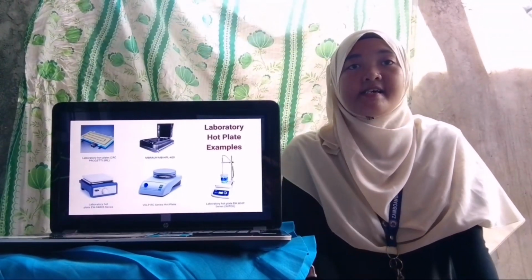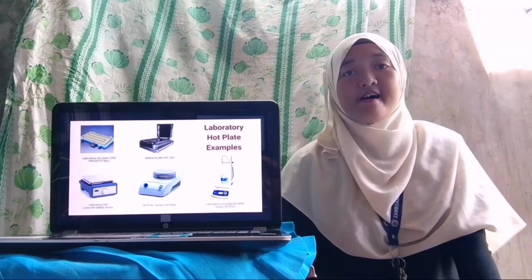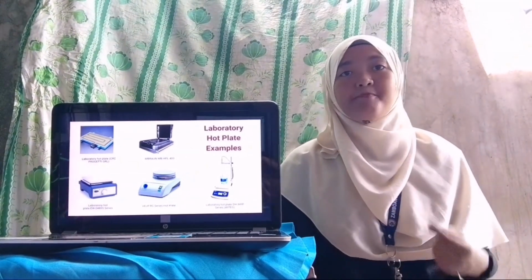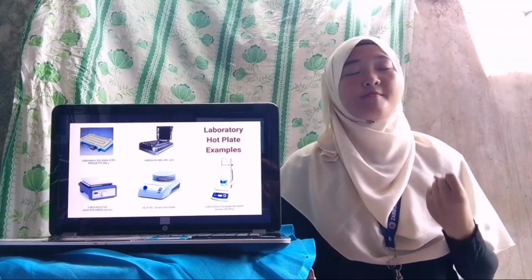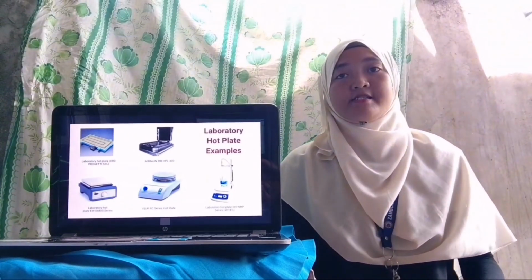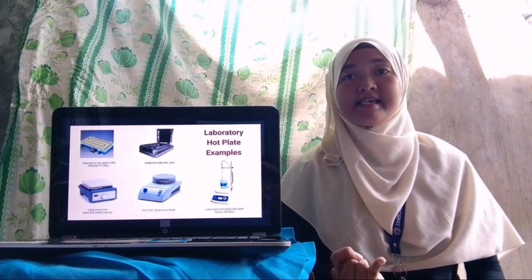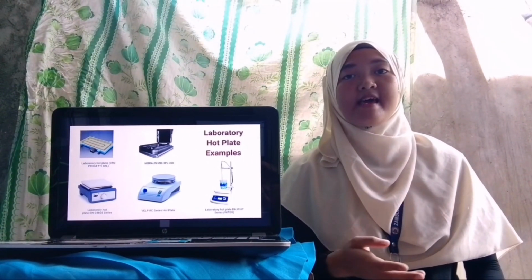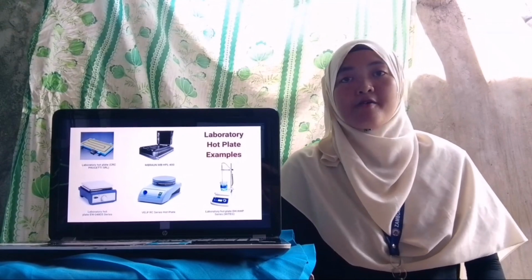And the last is preparing samples. Hot plates are used in the preparation step before the extraction and purification of different macromolecules, like proteins, mostly nucleic acids, and lipids. These are important steps in the analysis and identification of microorganisms.